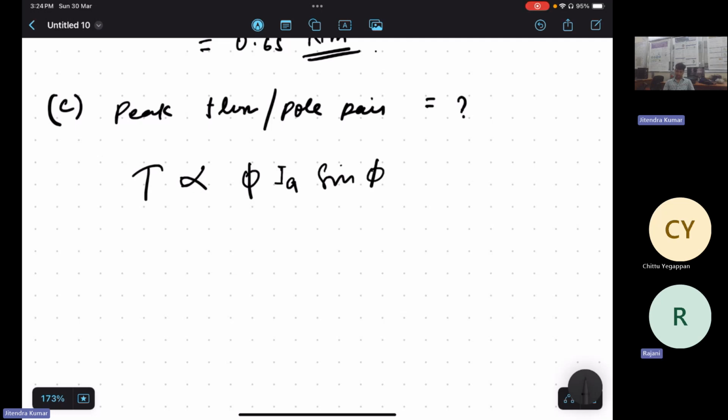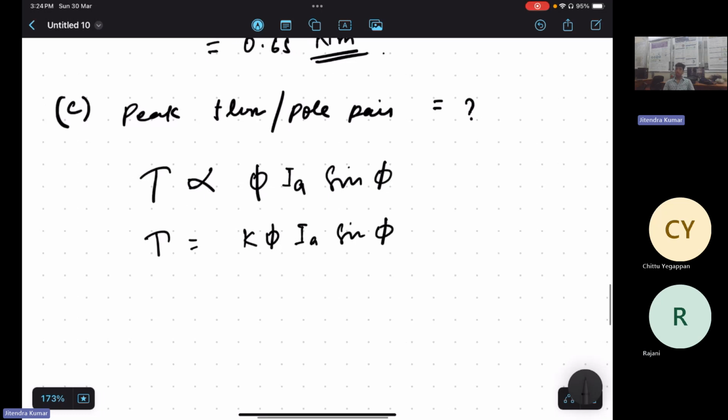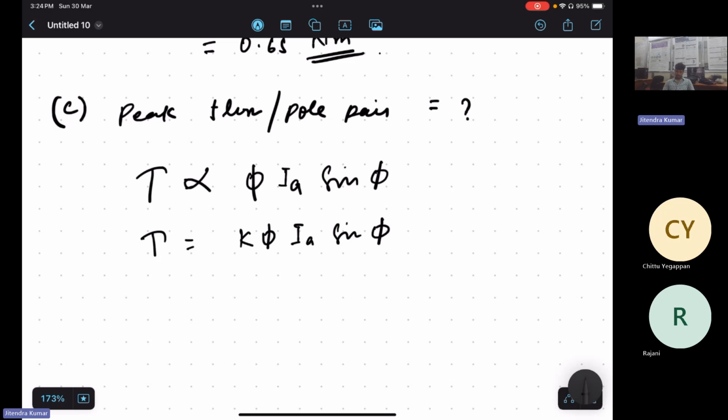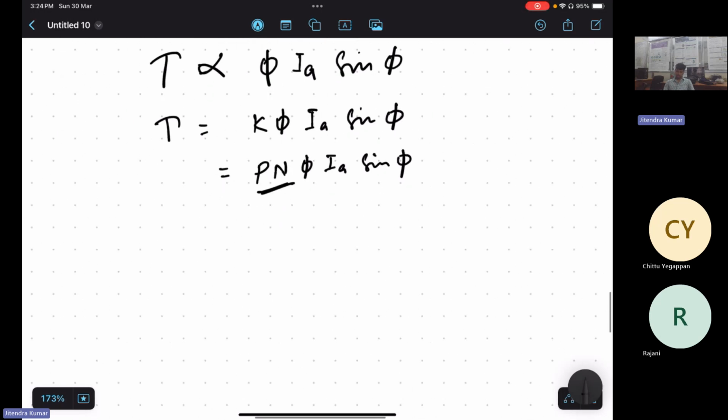Then T equals K, where K will come as a constant, K phi Ia sin phi. And K here is P into N. P is the number of poles, and N is the number of turns per phase. Okay. So peak flux.